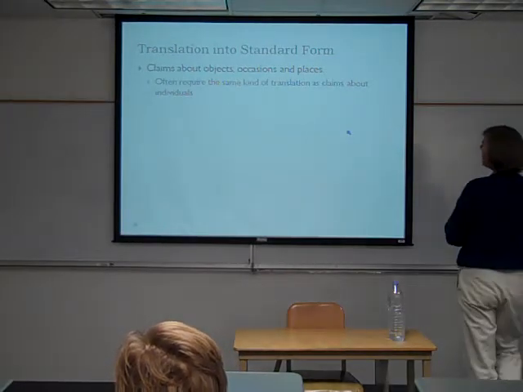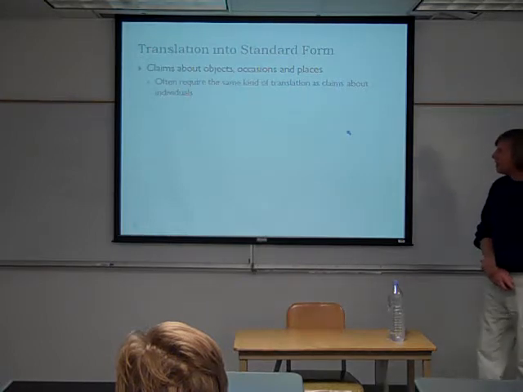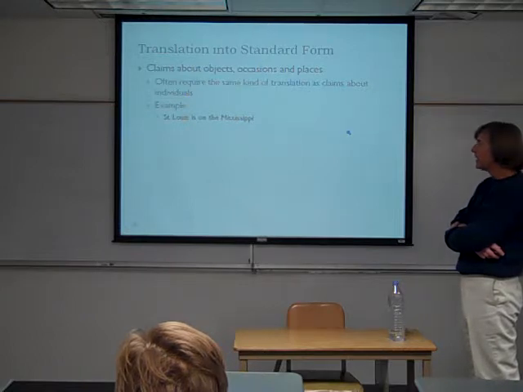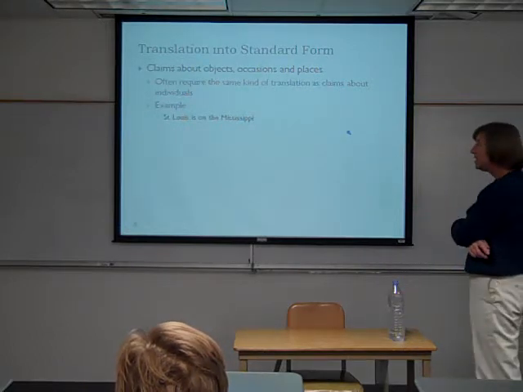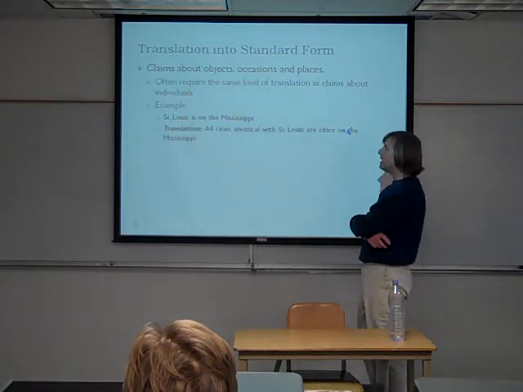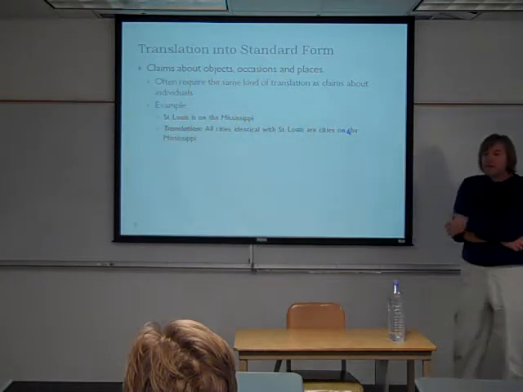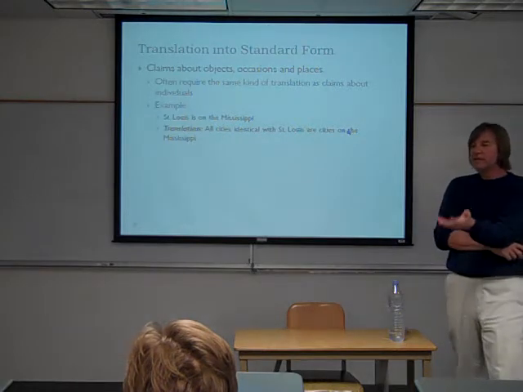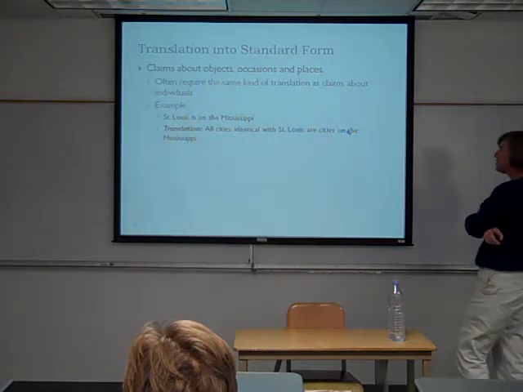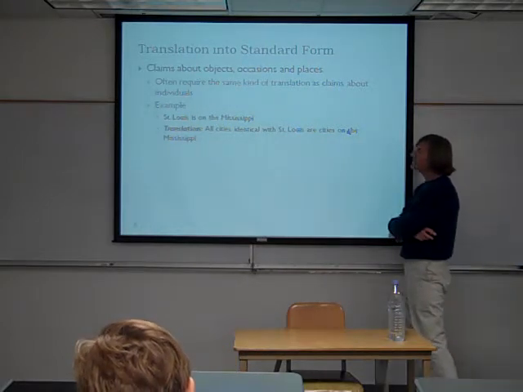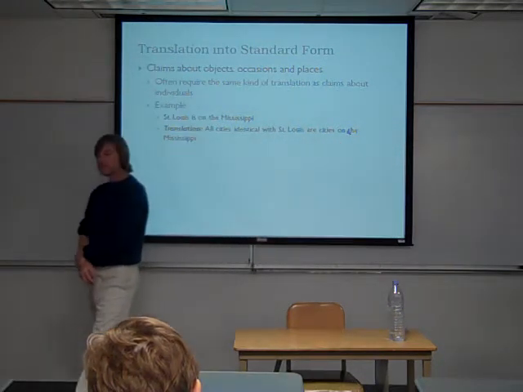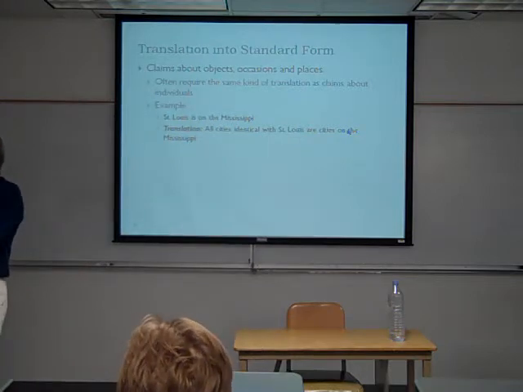Now, how about claims about objects, occasions, and places? They often require the same kind of translations as claims about individuals. So we're going to create a category once again. Let's take an example. St. Louis is on the Mississippi. Well, how are we going to translate that? Just like with Aristotle, all people identical with Aristotle, here we're going to say all cities identical with St. Louis are cities on the Mississippi. So once again, we're creating a category or class, and this category or class is only going to refer to that city.